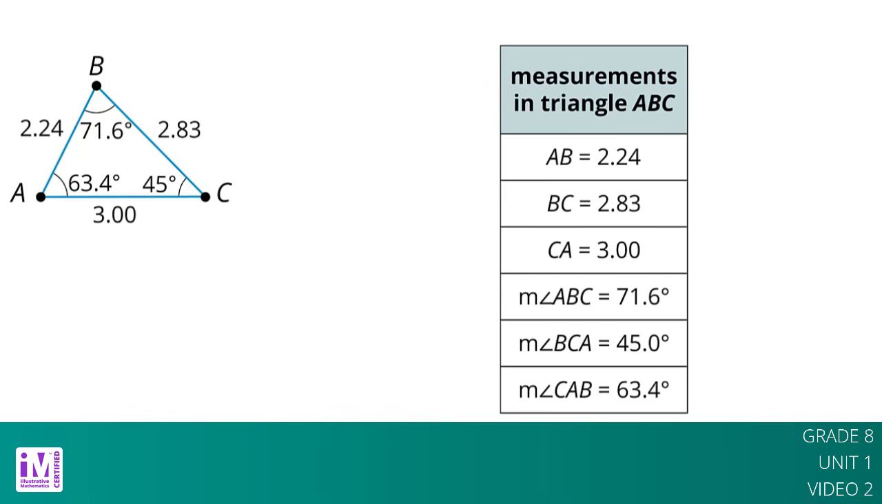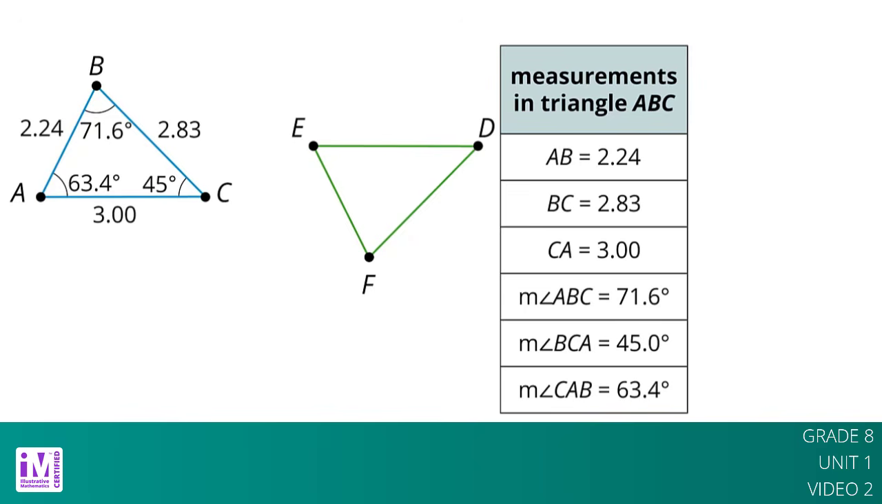Let's reflect triangle ABC over line AC and then translate right and up. We now have triangle EFD, which is the image of triangle ABC. We could also have named this triangle A', B', C', or OPQ. How you name points on the image is up to you.